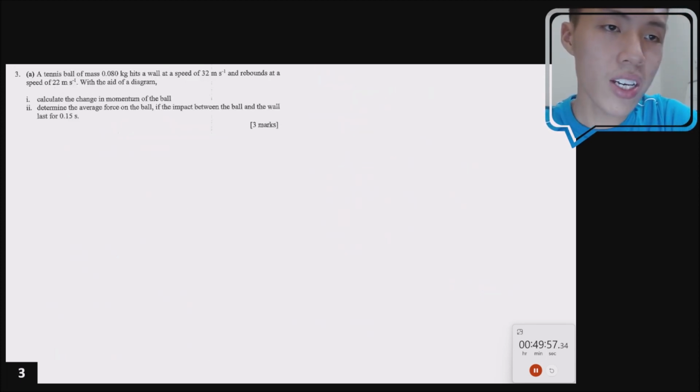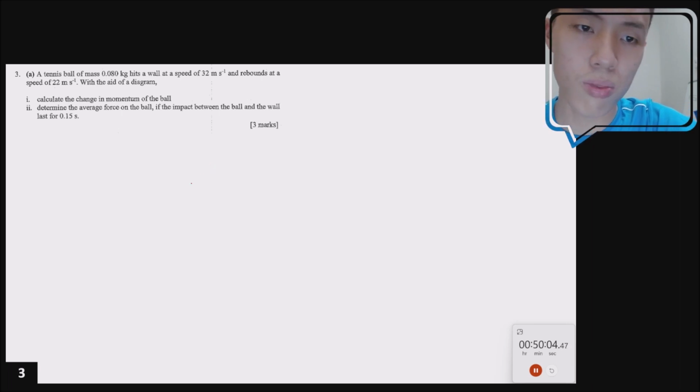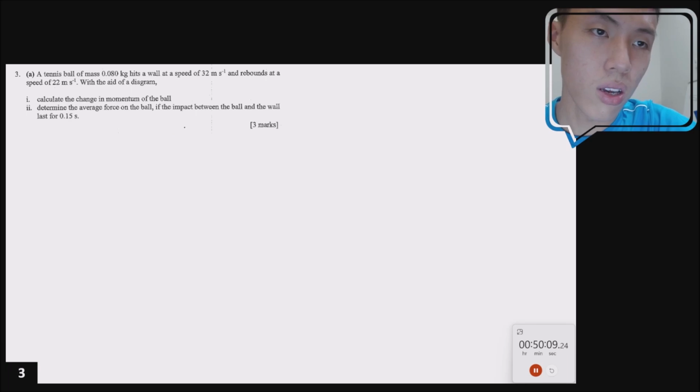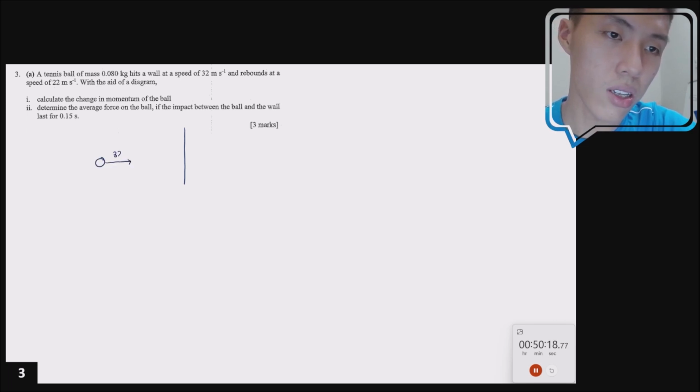A tennis ball of mass 0.080 kg hits a wall at a speed of 32 meter per second and rebounds at a speed of 22 meter per second. To illustrate the situation, we have a wall. The tennis ball initially comes at a speed of 32 meter per second. Then it rebounds. Let's draw a dotted line to represent the rebounded tennis ball, at 22 meter per second.